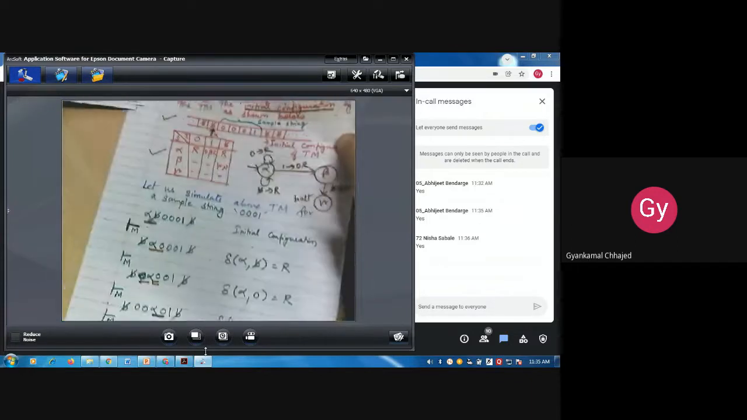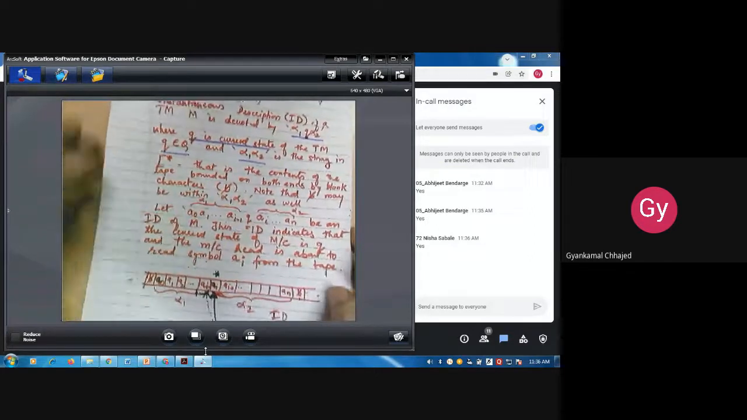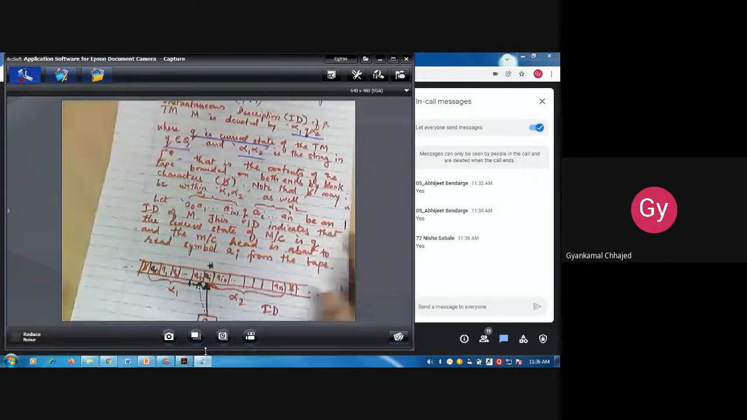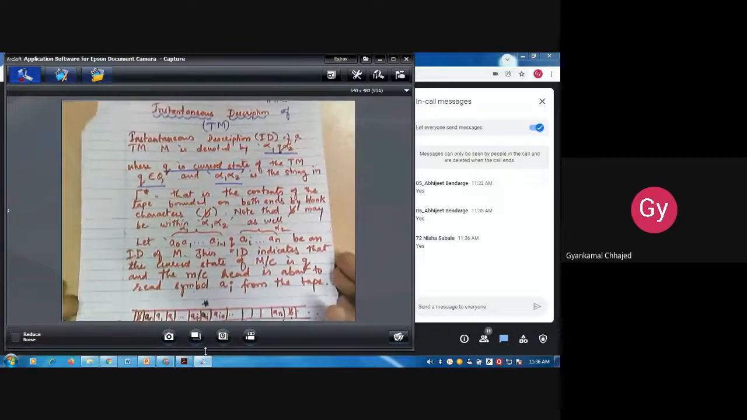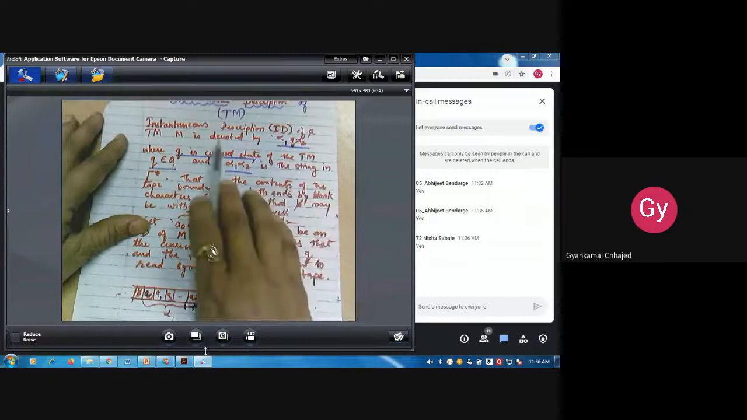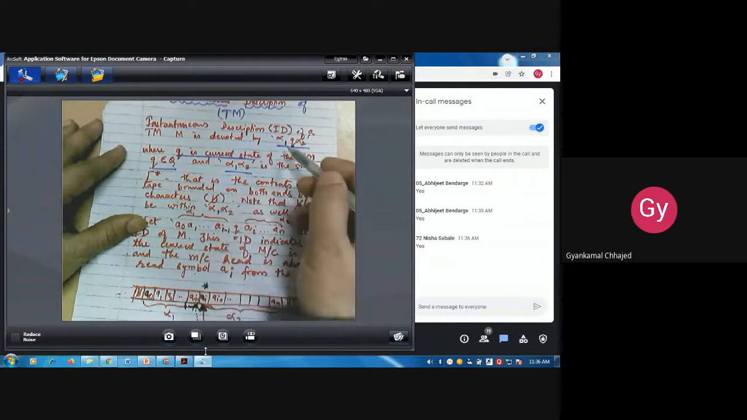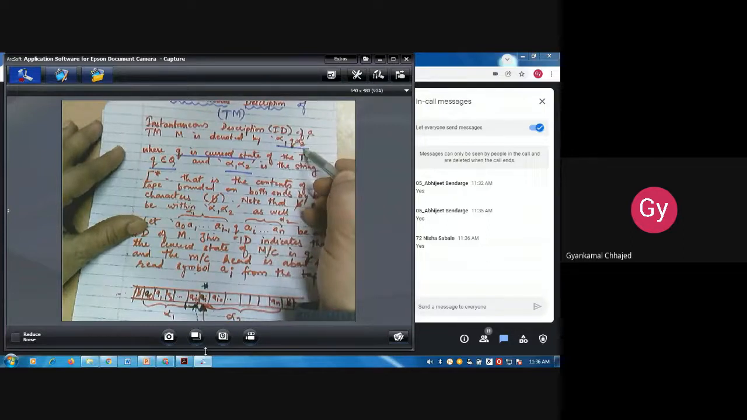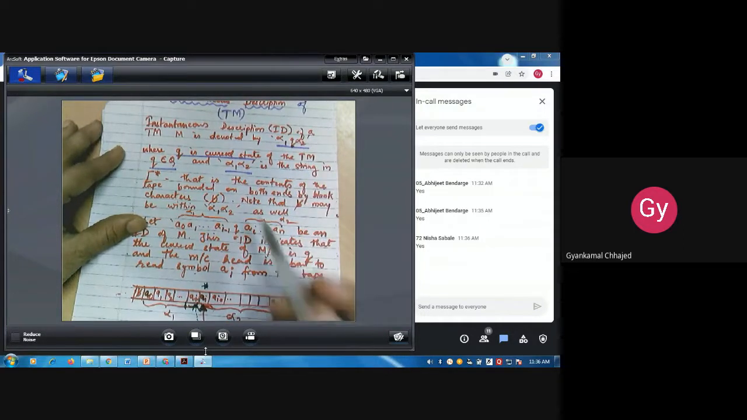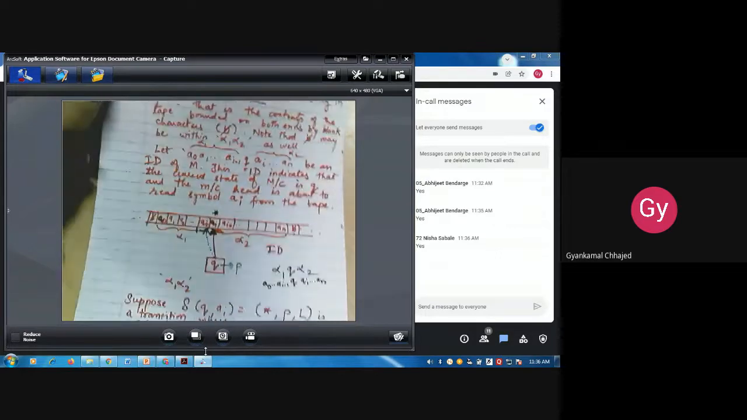Now we are moving to IDs. Again, questions can be asked related to this ID in the paper. So what is this ID? ID of a TM is nothing but the instantaneous description of a Turing machine, which is denoted by alpha 1 Q alpha 2. Okay, where what is alpha 1 and alpha 2? It is better understood with the help of this diagram.